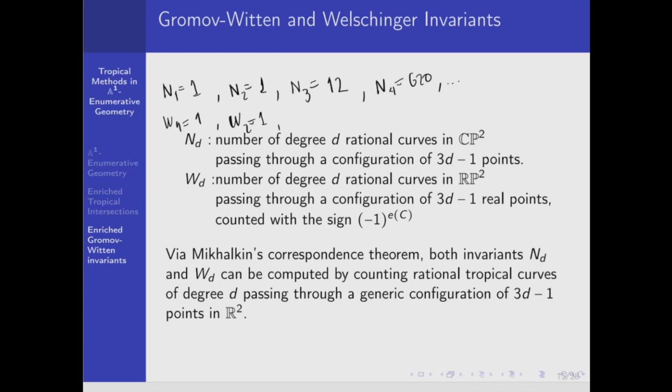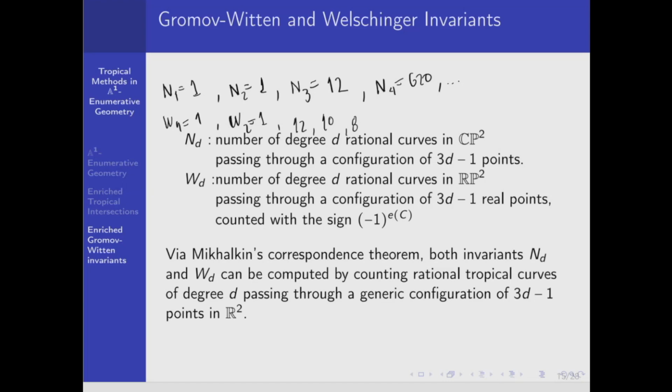Now, for W3, naively, if we have real points and we count cubics that pass through these points, we may have 10, well, we can actually have 12, 10, or 8, right? So that depends on the configuration of points. So it's not naively invariant, right? The number of curves is not an invariant. It depends on the configuration. But over the reals, we can do a sign count, right?